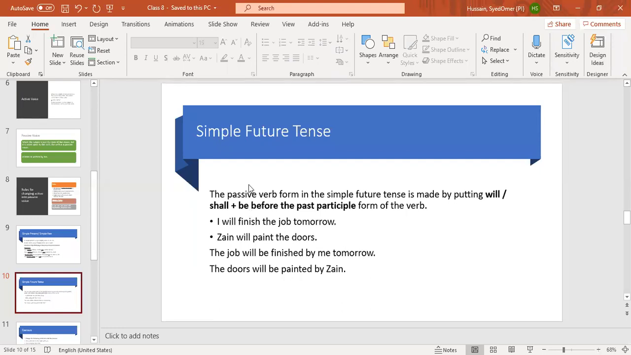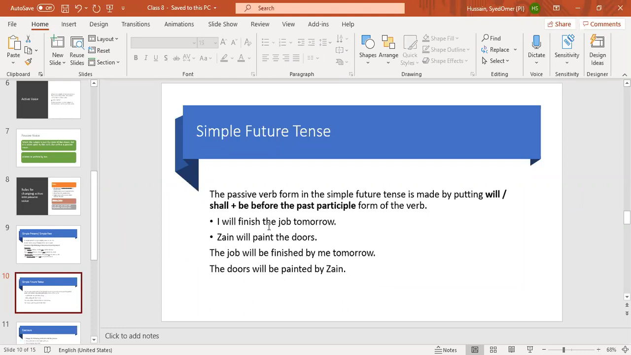For example, I will finish the job tomorrow. Students, simple future tense is very easy to identify because there is already will or shall in it. In a sentence, if there is will or shall, it's obvious that it's future. Not I have finished or I finish or I finished. It's I will finish the job tomorrow. Don't be confused about tomorrow. It's an adverb of time, so you have to take it at the end. Just leave tomorrow right now. The basic object is the job.